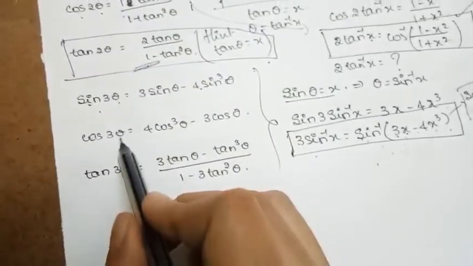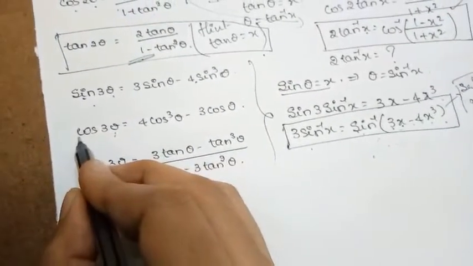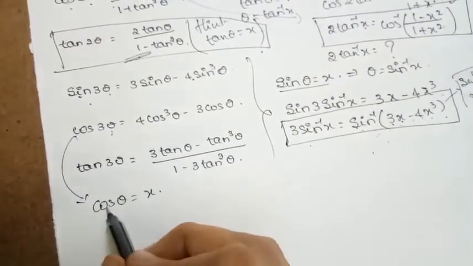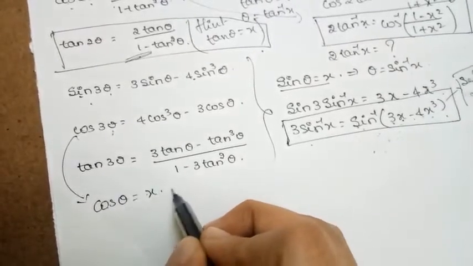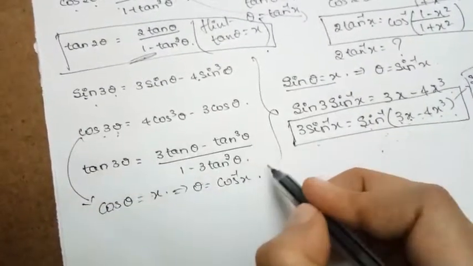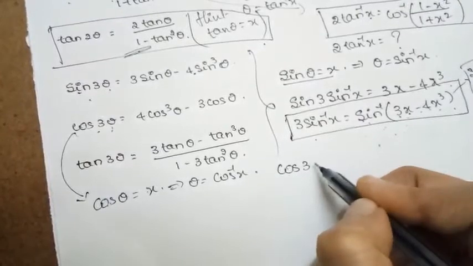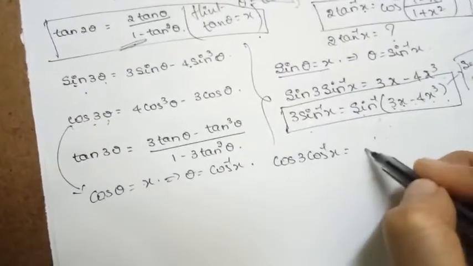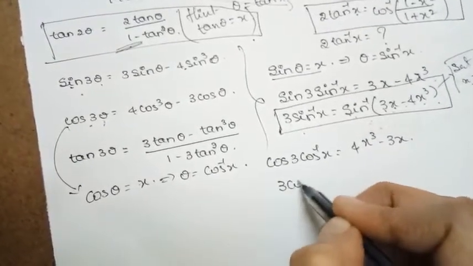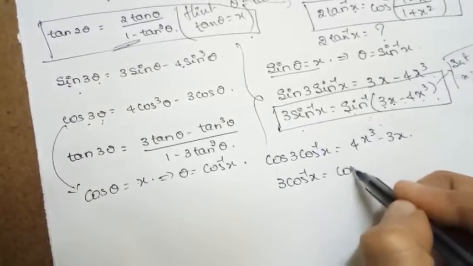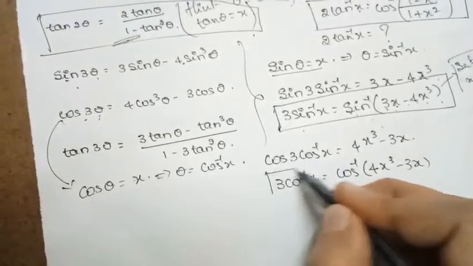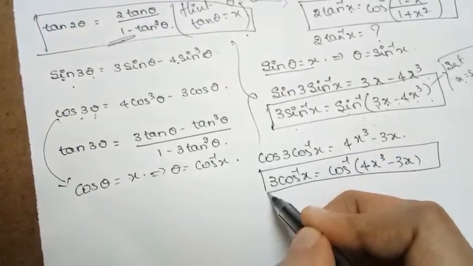So next, for cos 3 theta, here again I am taking cos theta is equal to x. By taking cos theta is equal to x, this implies theta is equal to cos inverse of x. Now I am substituting all that in that identity. So cos 3 cos inverse of x is equal to 4x cube minus 3x. So that is nothing but 3 cos inverse of x is equal to cos inverse of 4x cube minus 3x. So this is the identity of 3 cos inverse of x.